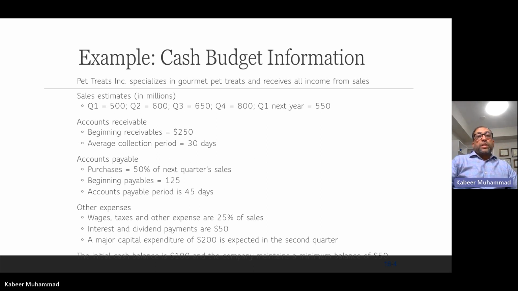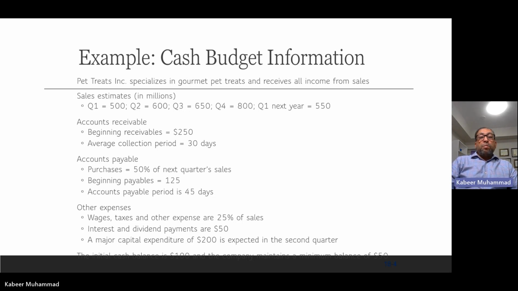Pet Treat Corporation specializes in gourmet pet treats and receives all income from sales. This is an example of a cash budget, to help us understand the whole idea. Their estimated sales revenue over 5 quarters, 4 for this year and 1 for the next year, is 500, 600, 650, 800, and 550.